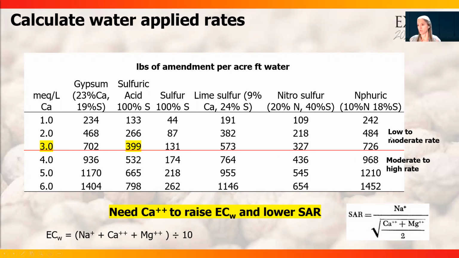Low to moderate application rates would be considered to be raising that calcium value by about 3 or fewer milliequivalents per liter of calcium. A moderate to higher rate would be 4 and above.